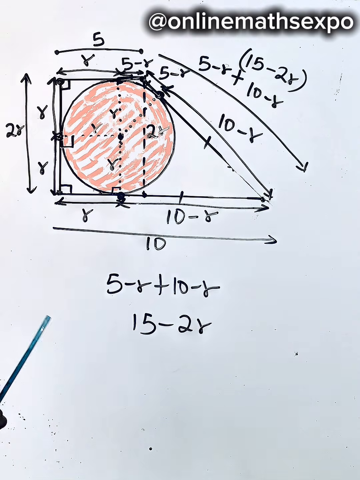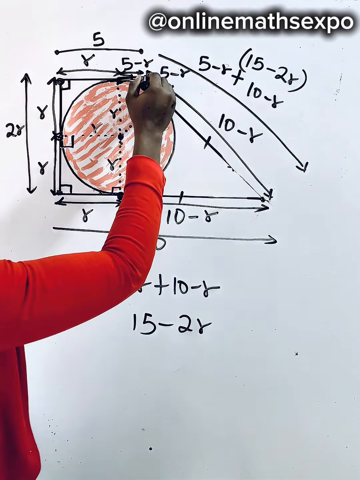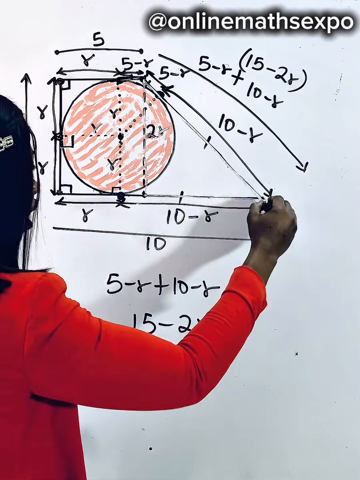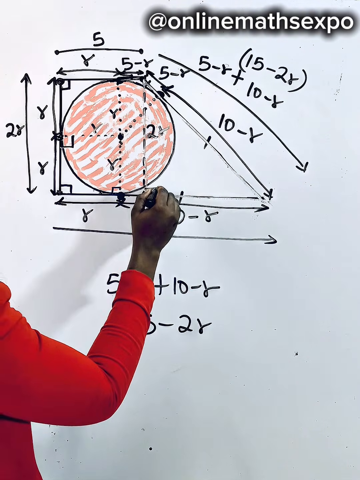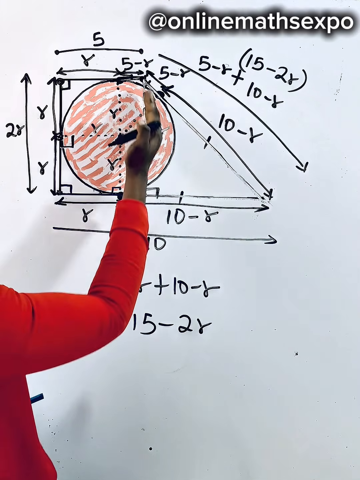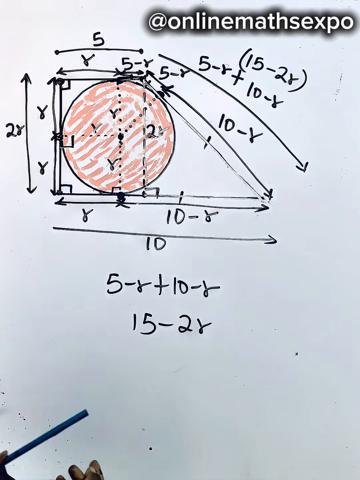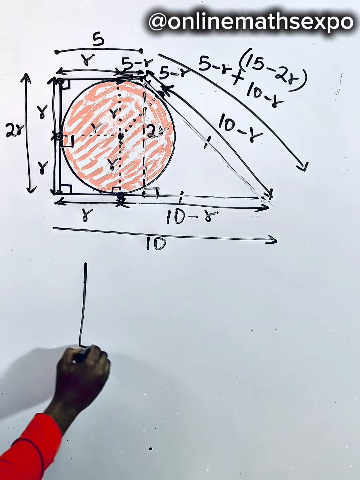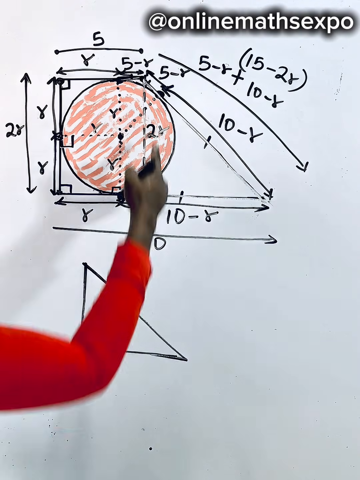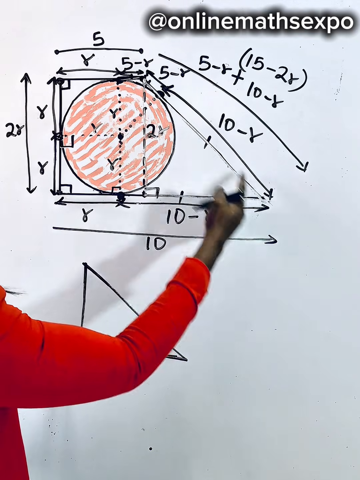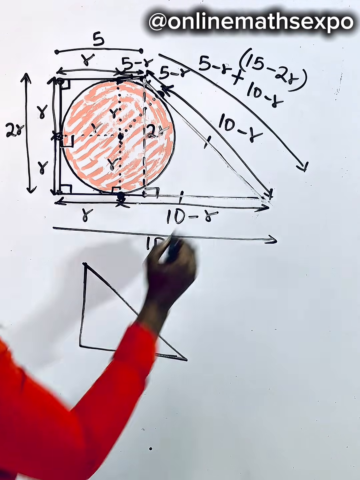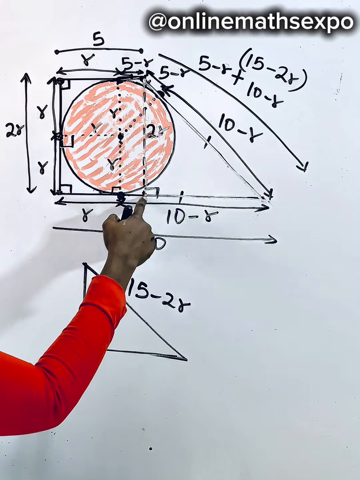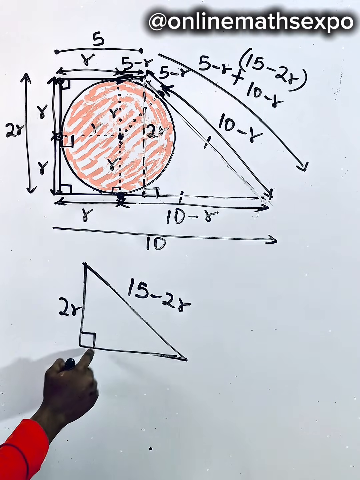Now what do we do next? Observe that this part of this shape has formed what we call a right angle triangle, because here is right angle, here is also right angle. Now let's try to bring out this shape to see if it helps us in finding the radius. Let's do that together. We have this. From here to this end is given as 15 minus 2r. From here to here measures 2r. Remember, it's right angles here.